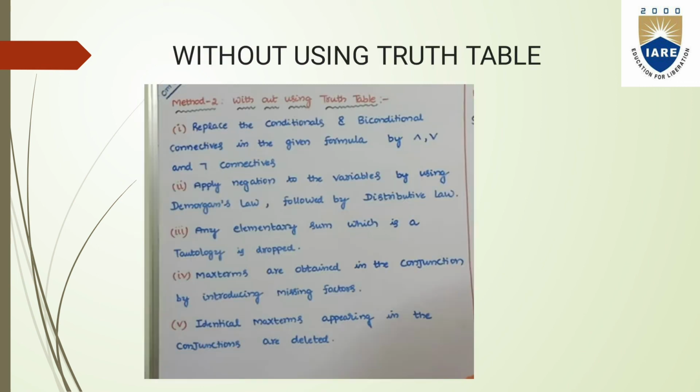So the second method is without using truth table. Replace the conditionals and biconditional connectives in the given formula by OR connective, AND connective, and negation connectives. Apply negation to the variables by using De Morgan's law followed by distributive law. Any elementary sum which is a tautology is dropped. Max terms are obtained in the conjunction by introducing missing factors. Identical max terms appearing in the conjunctions are to be deleted. So let us look at one example.